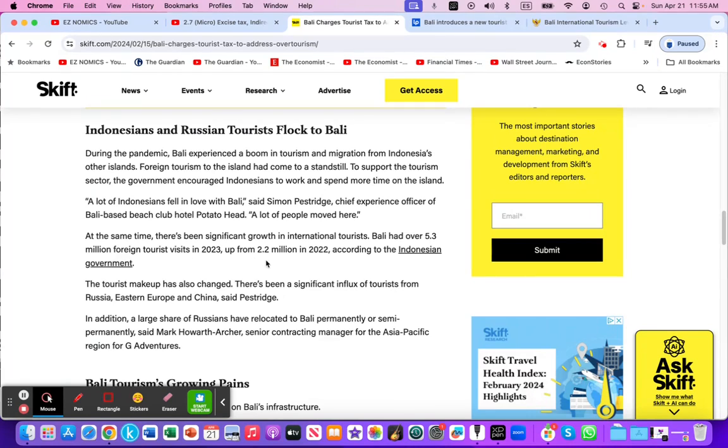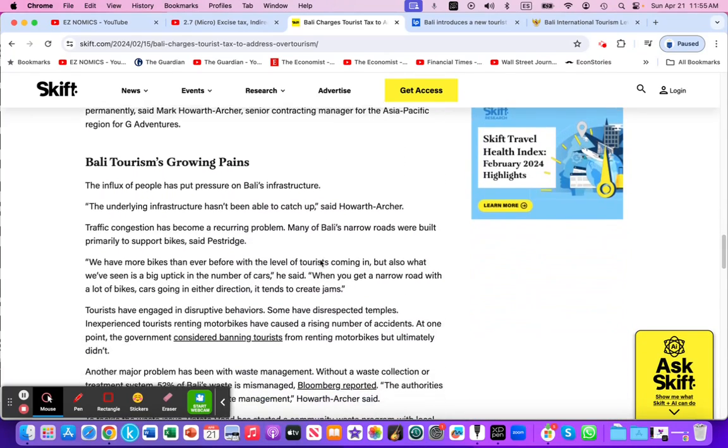And the number of tourists coming into Bali has increased. We see the numbers here. Bali has had over 5.3 million foreign tourists visiting in 2023, up from 2.2 million in 2022. So that's a sudden increase in demand for tourism services within Indonesia. It also puts pressure on aspects of their infrastructure.